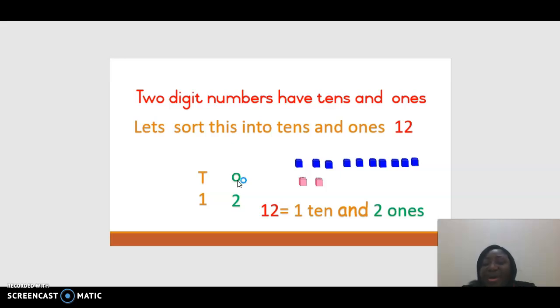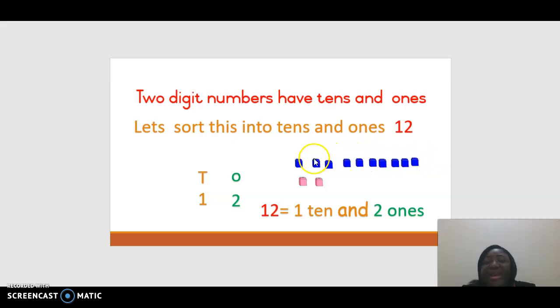So I'm going to have my tens, after counting, written under my t sound, and my ones, after counting, written under my O sound. So let's count my tens to find out how many tens I have in the number 12. Please count with me. 1, 2, 3, 4, 5, 6, 7, 8, 9, and 10.